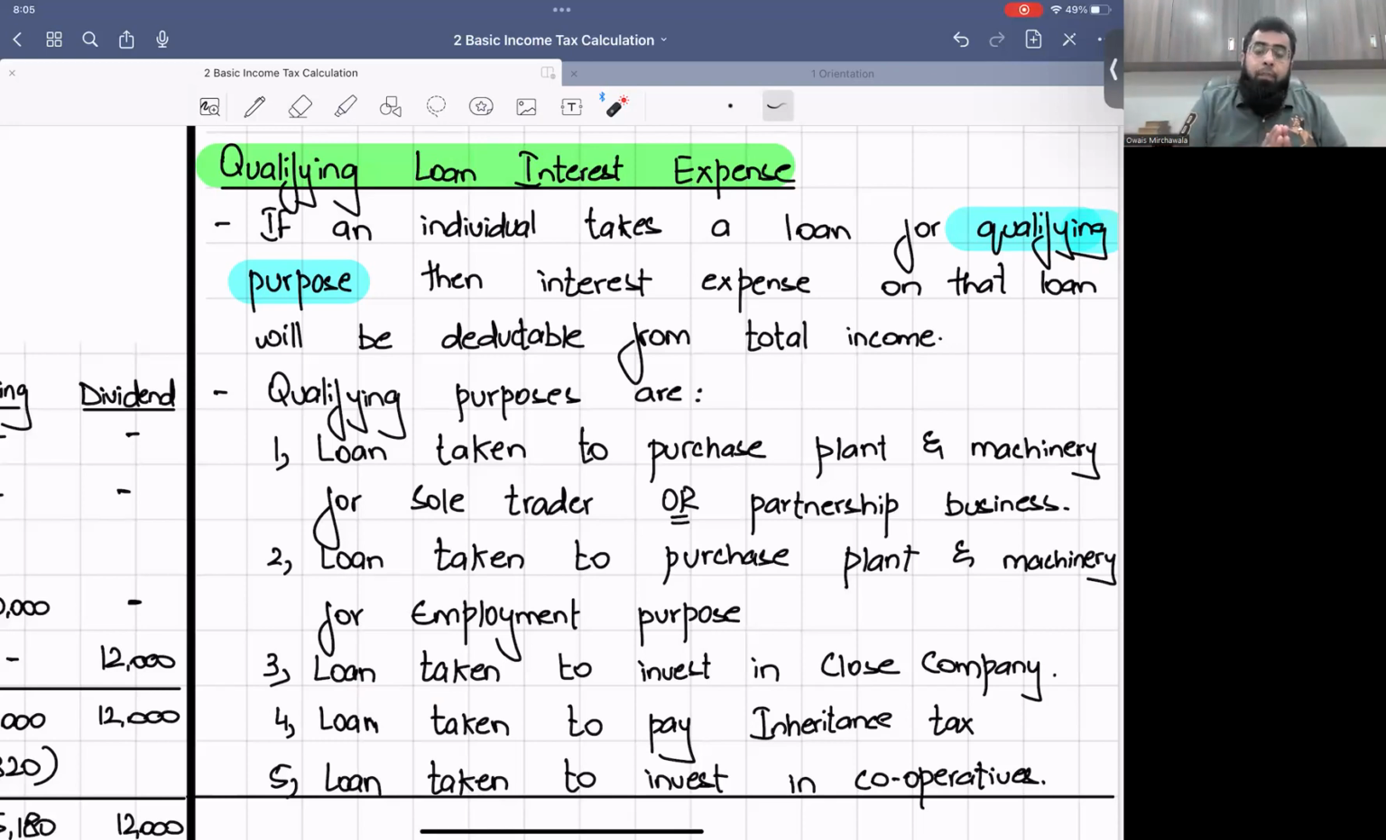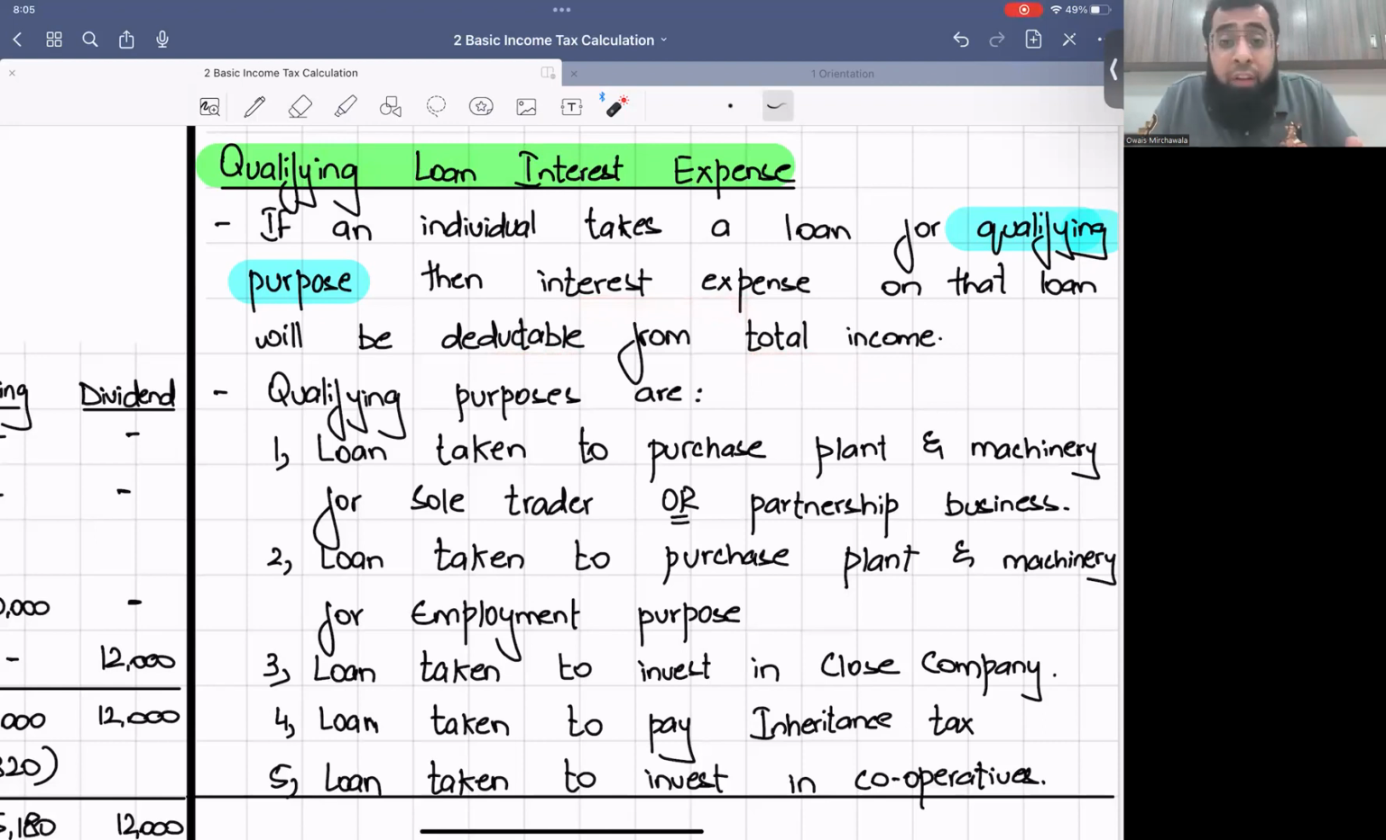Listen to me carefully. If an individual takes a loan for a qualifying purpose, then the interest expense on that loan, not the loan amount, is deductible from total income. I'm talking about interest expense. Don't deduct the loan amount. The interest expense is deductible from total income.